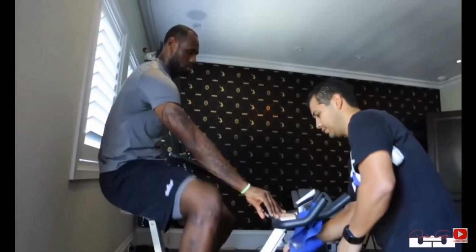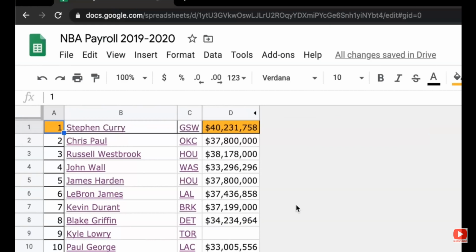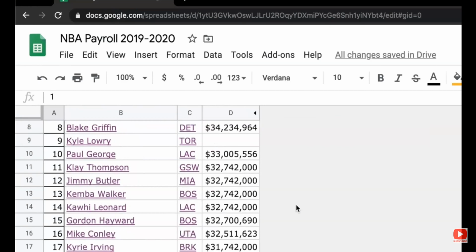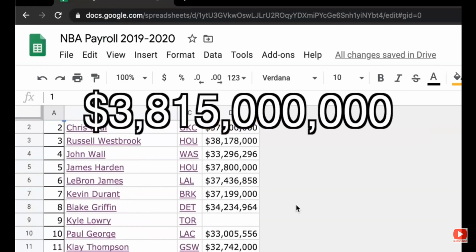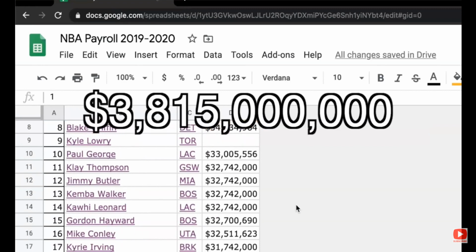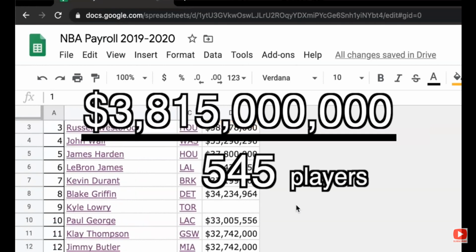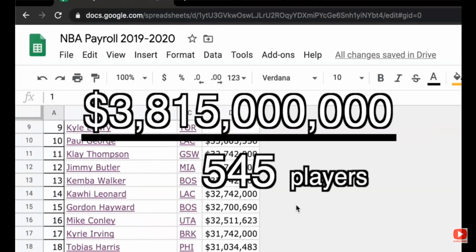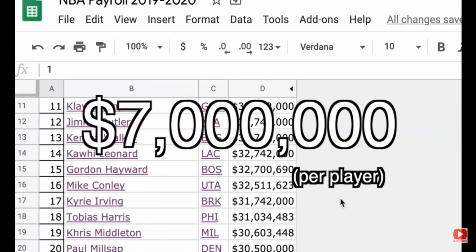So the first thing we need to do to find out how much an NBA player really makes is to find out what the average annual salary is for an NBA player. This should be easy, right? We just take the total amount of money the NBA is paying its players, $3,815 million, divided by the total number of players or contracts the NBA has, which is 545, and boom, we got our average of $7 million, right?